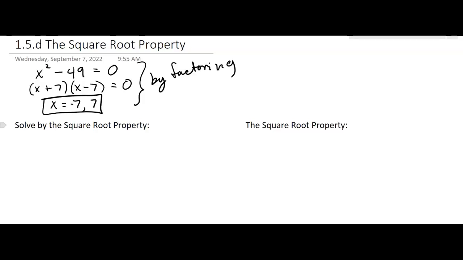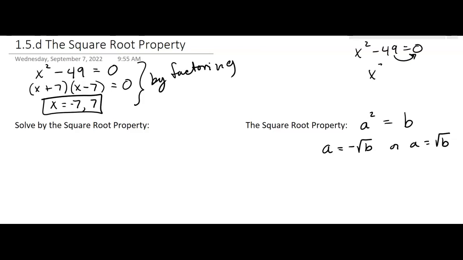So let me tell you what the square root property says. It says if you have something squared equals b, then a equals either the opposite of the square root of b, or a equals the square root of b. So think about what we had a minute ago. We had x squared minus 49 equals 0. If you were to put the 49 back on the right, and you had x squared equals 49, well then what we're saying is, you can take the square root of both sides. So you're applying the square root principle.